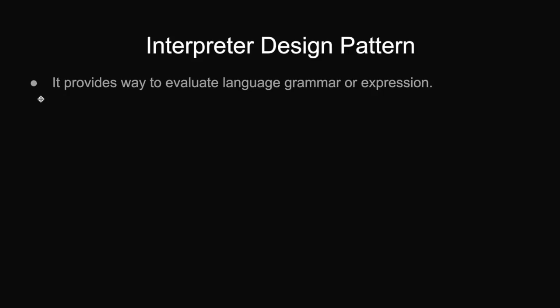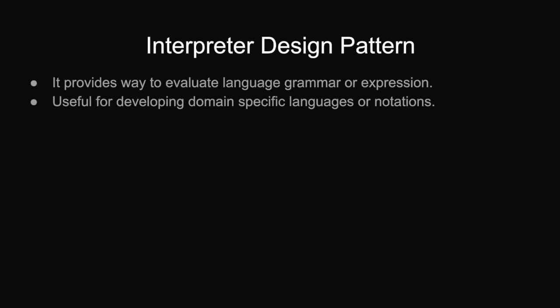So this is the first point. It provides a way to evaluate grammar or expression. In our real life, Google Translator has a set of grammar. For example, for English there is a set of rules, for Tamil there is a set of rules, and for all languages there are sets of rules. Using the rules only, we try to talk with others. Similarly, if you are writing any program which contains a set of rules or grammars, then we could use the interpreter design pattern for that.